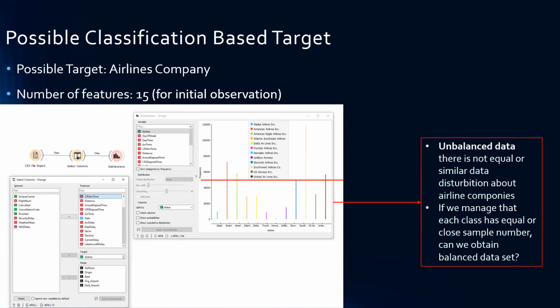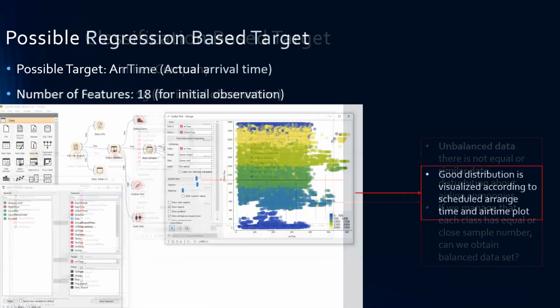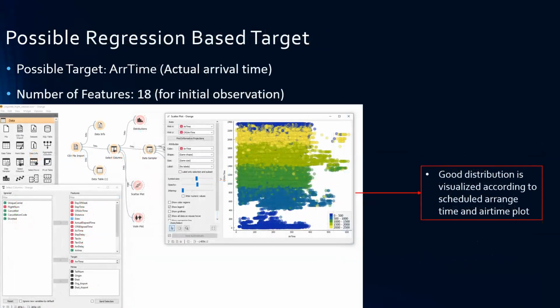Okay. I believe this data set is designed to predict the cancellation time or duration. Yes, I will continue with that actually. In the second option, we thought that we could use a regression-based target as the actual arrive time, and we select 18 features for the initial observation.